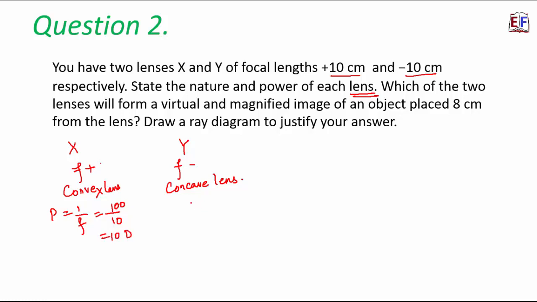In case of the concave lens, the power will be equal to again 1 by focal length. So minus 1 by 10 divided by 100. So that 100 will go to the numerator. So this would be minus 10 diopter.